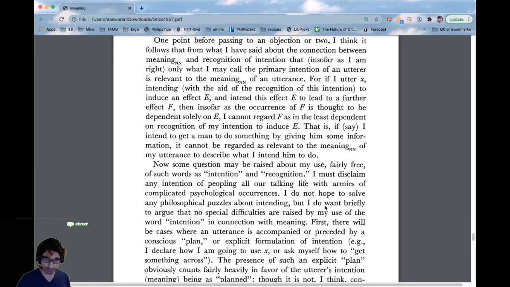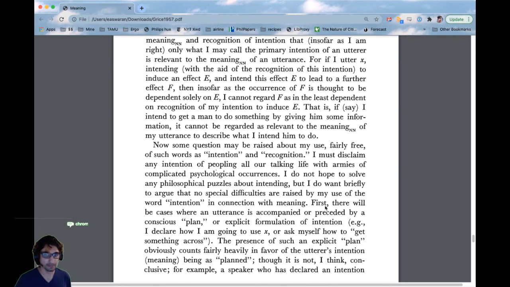That is, if I intend to get a man to do something by giving him some information, it cannot be regarded as relevant to the meaning of my utterance to describe what I intend him to do. And that's my example, that it's the information that's meant, not what he does.